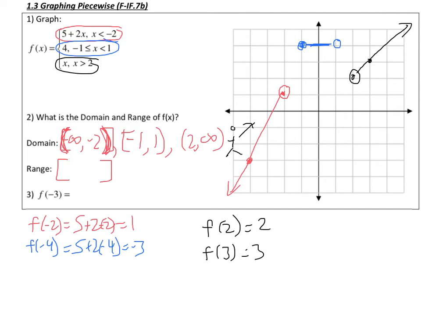So if you look at this, you're running. Okay, jumped because he'd fall in the pit. Keep going. Okay, he had to jump again. And watch out for open and closed circles. So that would be your domain.